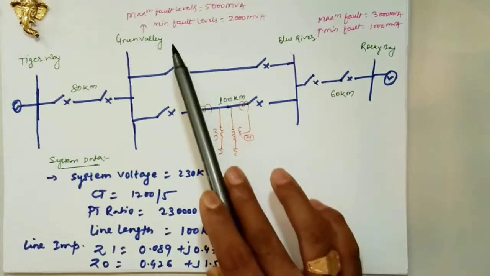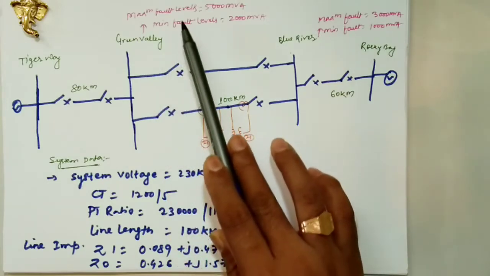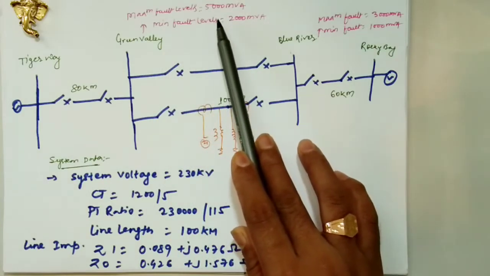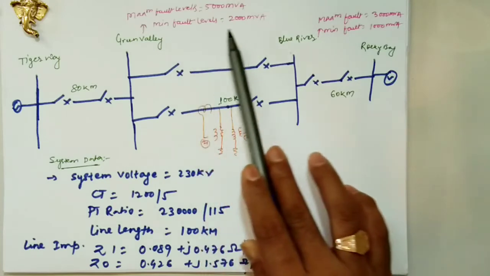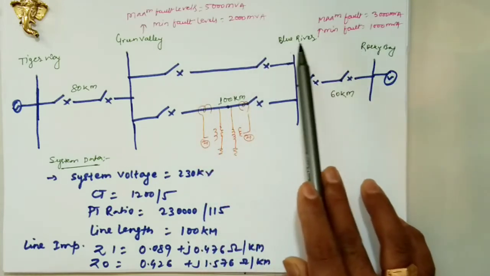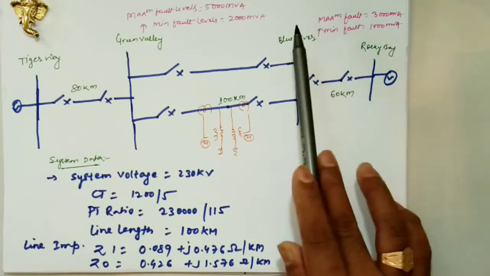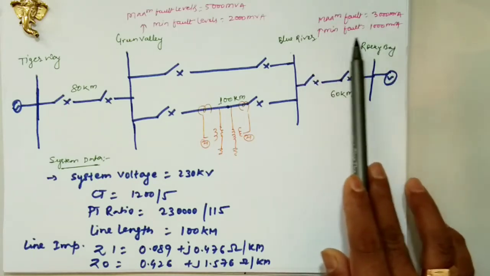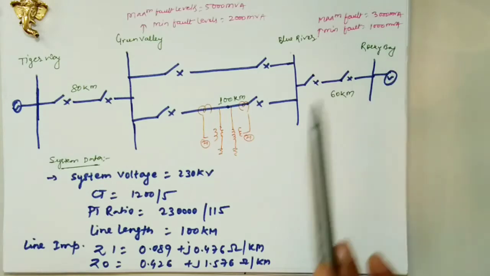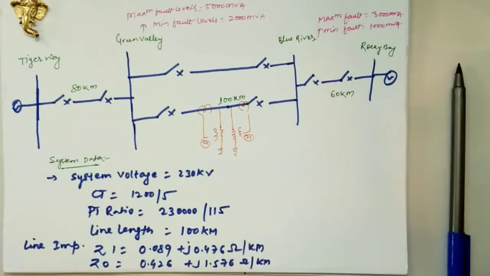We also have some fault levels. For the Green Valley lines, the maximum fault level is 5000 MVA and the minimum fault level is 2000 MVA. And for the Blue River lines, the maximum fault level is 3000 MVA and the minimum fault level is 1000 MVA. Based on the data, we will calculate the distance protection.